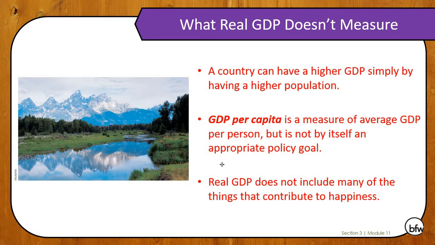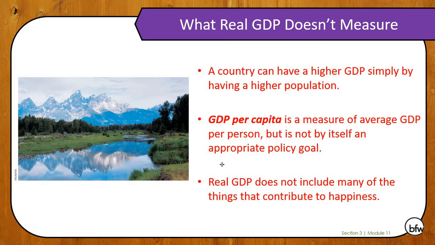Now, there are several important things that GDP doesn't measure. We talked about this in one of the classes already, but a country can have a higher GDP simply by having a higher population. Look at China, for example. There's 1.3 billion people that live there. The United States, we have over 330 million people that live here. There's no way that a country like Switzerland, for example, would be able to compete because they have such a small population.